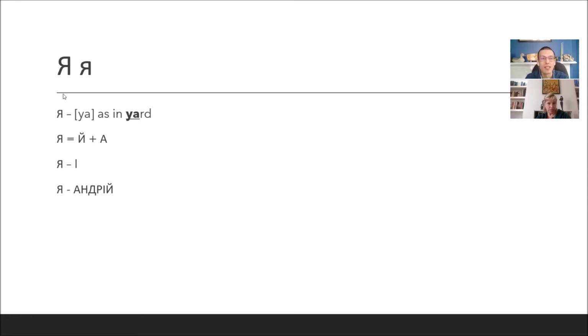Ya, as in yard. So ya consists of two sounds, Y and A. Ya means I, me. For example, I could say Ya Andrii. I'm Andrii. This is what my name is. You can use it for introduction whenever you go to Ukraine.